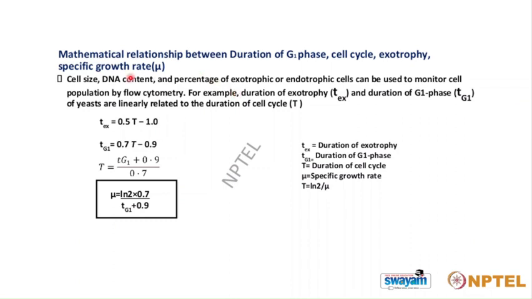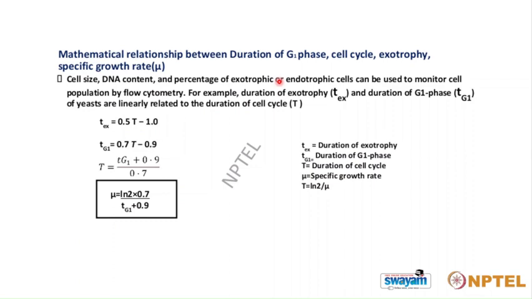Usually the cell size, DNA content and percentage of exotrophic and endotrophic cells can be used to monitor cell population by flow cytometry. If we know the cell size, DNA content and the type of nutrition a cell is undergoing, we can categorize the cells using a flow cytometer. A flow cytometer is an instrument which classifies or counts the type of cells present in a particular population.